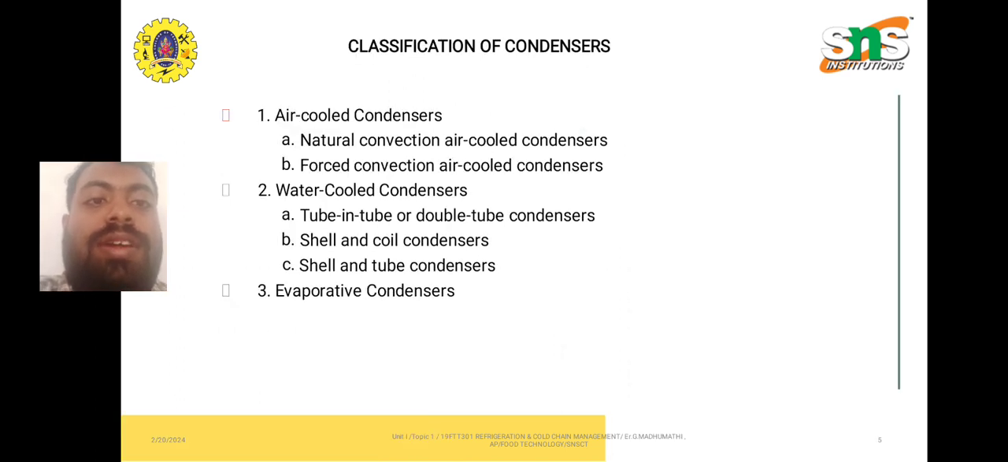Classification. Condensers are classified into three types: air cooled, water cooled and evaporative. In air cooled condensers, there are natural convection air cooled condensers and forced convection air cooled condensers. In water cooled, there are tube and tube or double tube condensers, shell and coil condensers, and shell and tube condensers. And third, in evaporative, there is no classification.